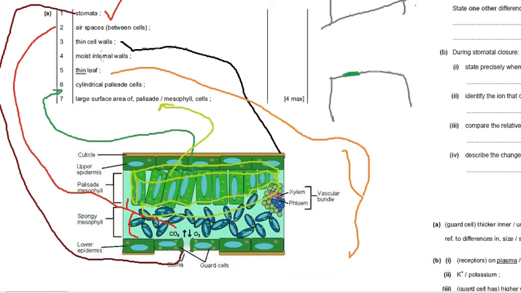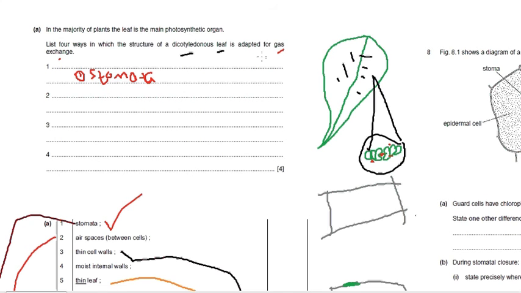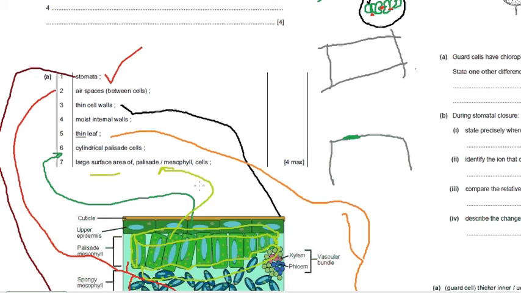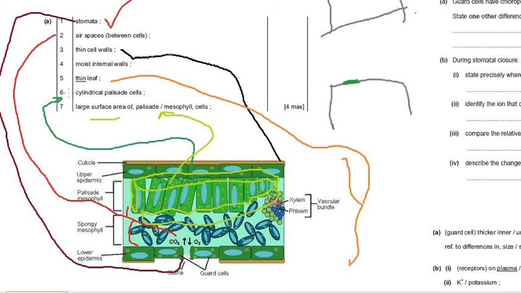Now, how is all that an adaptation for gaseous exchange? Stomata means gas can get in. Air spaces means gas can stay. Thin cell walls mean gas can also diffuse through these regions. And a thin leaf means moist internal regions. If it is moist, we know that air tends to move towards high humidity regions. So if the internal regions are a little moist, we can keep in more water than normal. And palisade cells are cylindrical in order to increase the large surface area.